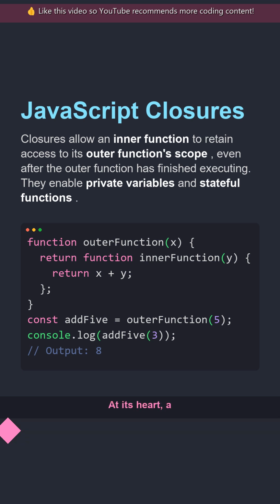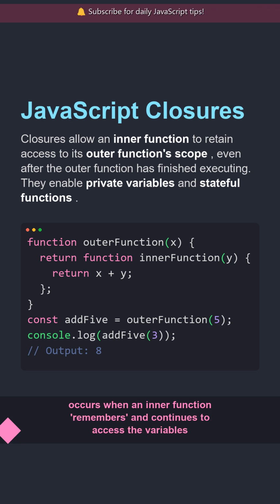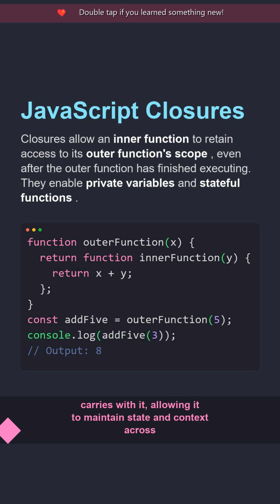At its heart, a closure occurs when an inner function remembers and continues to access the variables from its outer function's lexical scope, even after the outer function has completed its execution. When the outer function is called and returns the inner function, that inner function doesn't just return its definition, it returns its definition plus a link to the environment where it was created. This link preserves the outer function's local variables, essentially creating a backpack of data that the inner function carries with it, allowing it to maintain state and context across multiple calls.